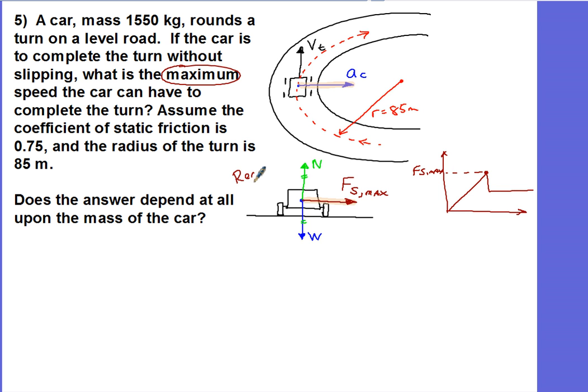Let's make sure that this is clear. That's a rear view, so I'm looking at it from behind. When I go to determine what that maximum speed is, I, of course, use nothing other than Newton's second law for centripetal motion. I see that there's only one inward force. There's only one force that's pointed along the center line, and that is, of course, none other than my Fs max. So let's go ahead and replace that.